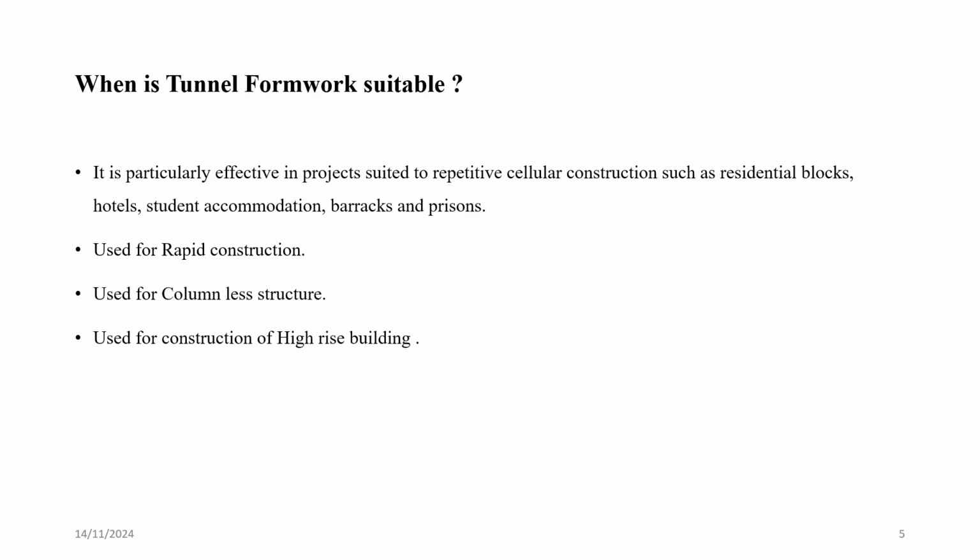When is tunnel formwork suitable? It is particularly effective in projects suited to repetitive cellular construction such as residential blocks, hotels, student accommodation, and prisons. It is used for rapid construction, for columnless structure, and also used in construction of high-rise building.